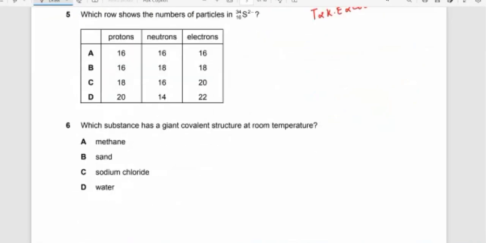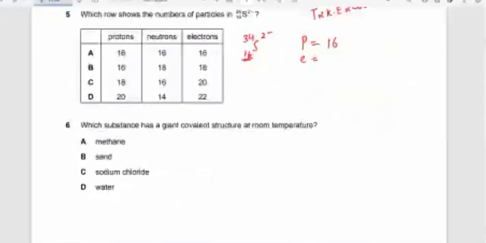Which row shows the number of particles in S? S-16, 34 and minus 2. So now let's see, what we have to see? First we have to see the number of protons. Protons are equal to the atomic number, which is 16. Then the number of electrons. Electrons are equal to protons, but here we have charge minus 2. It means it gained 2 electrons, so we also add them. It becomes 18 electrons.